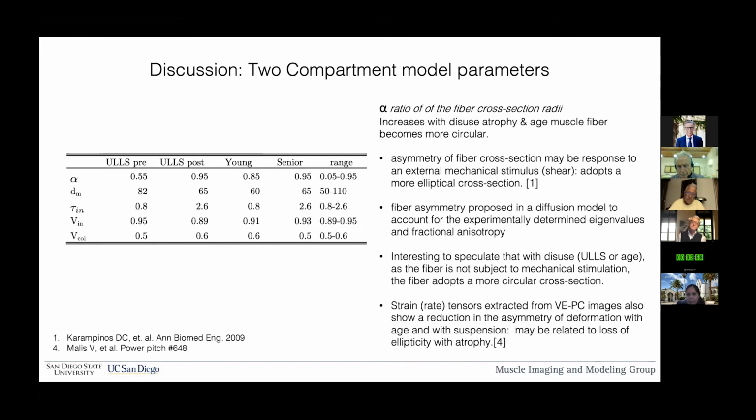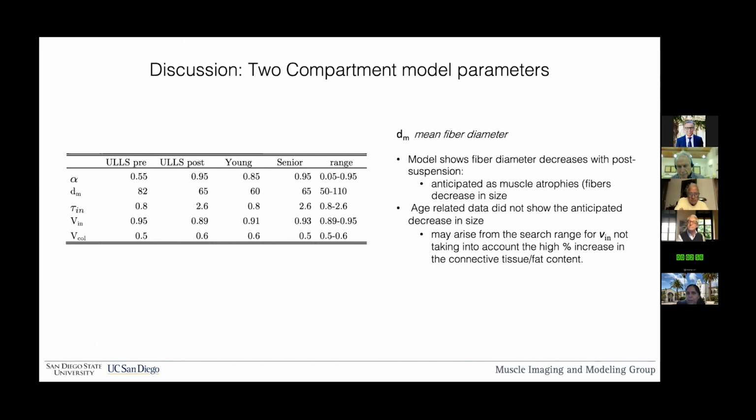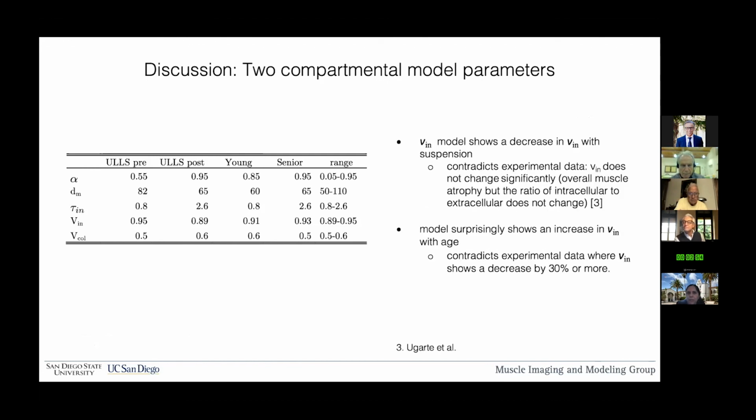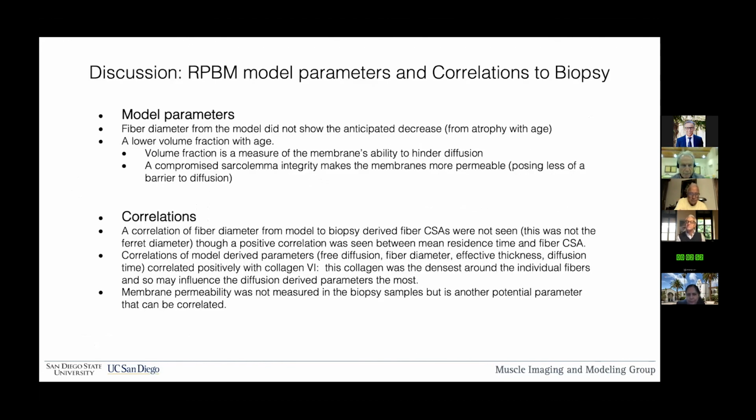I actually explained some of the findings of the two compartmental models. So I'll just go to the discussion of the RPBM model, the second model. It did not show the anticipated decrease, but I have to say that the biopsy did not actually give us the Feret diameter. So there is a chance that the biopsy measurements of the diameter may be influenced by the angle of the fiber cut.